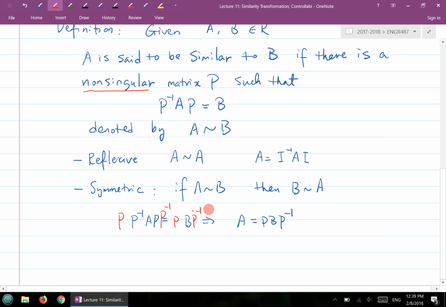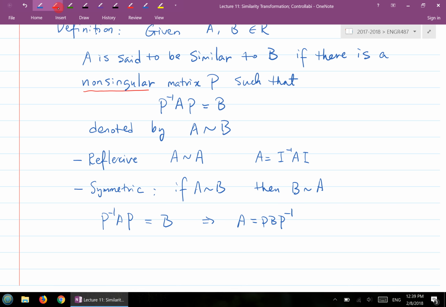Okay, so P inverse AP equals B, right? So how do I move all the P inverse to the other side?